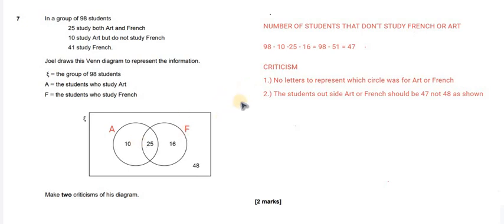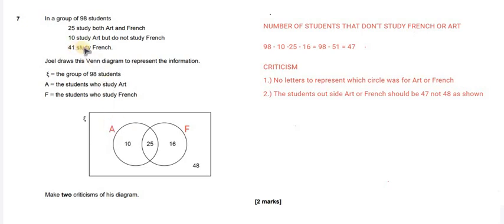First obvious criticism, no letters to represent the circles. Which circle is art, which circle is French, we don't know. These letters have been added because this has been deduced from the information. 25 study both art and French, so that's the intersection. 10 study art but do not study French, so that means this is art.